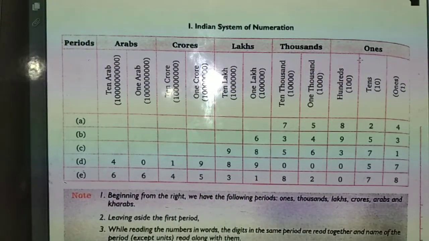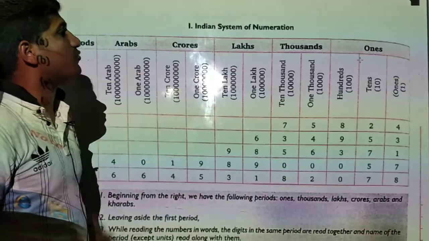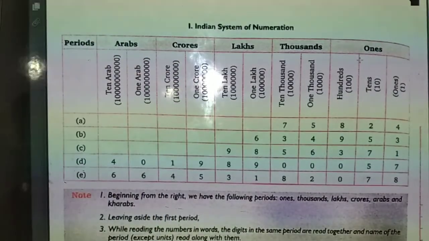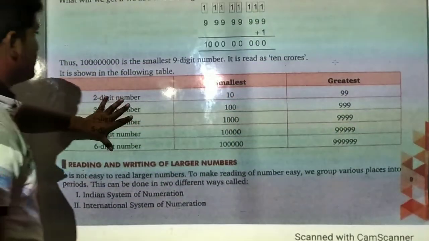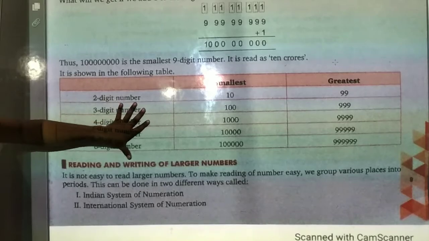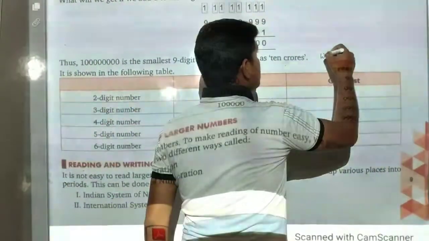So this is the end of your lecture and you have to write this Indian system of numeration table in your notebook. You also have to write the table of 2-digit and 3-digit smallest and greatest numbers, and also learn this table.